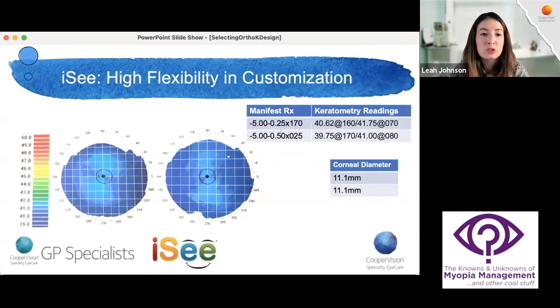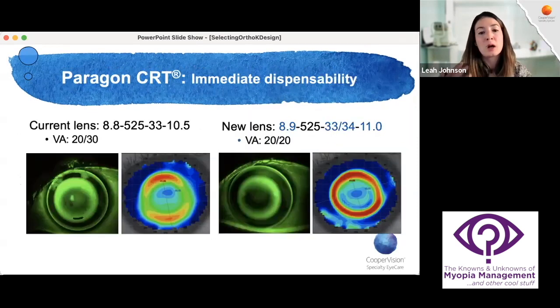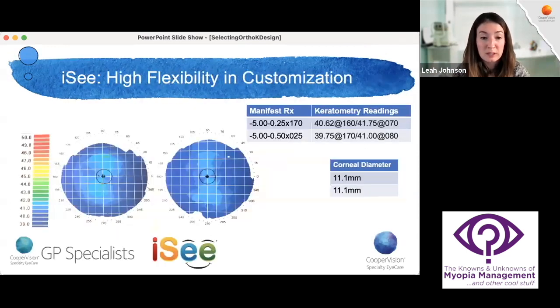All right, so with Paragon CRT, we have transparent lens parameters. We're able to see what is inscribed in the lens. But there are other designs and lenses that we can consider for other patients. Okay, so let's talk about this next scenario.